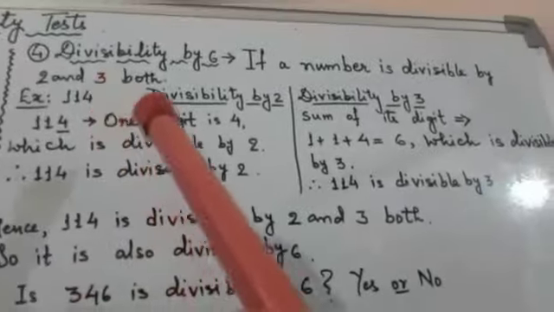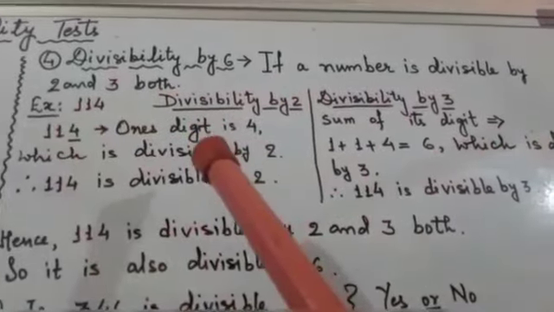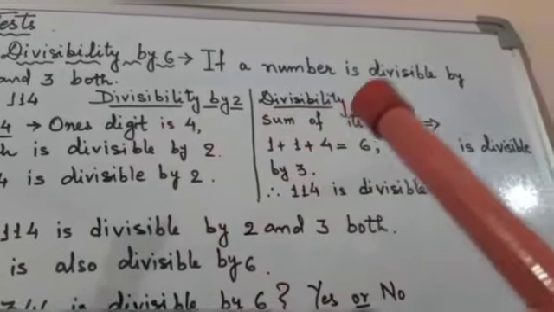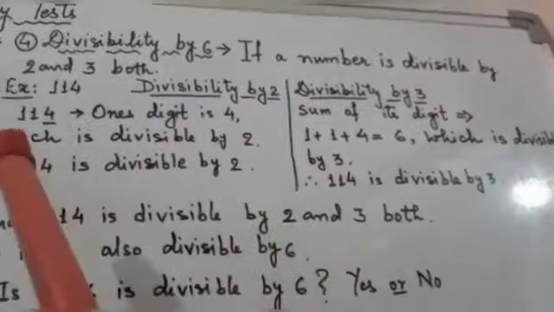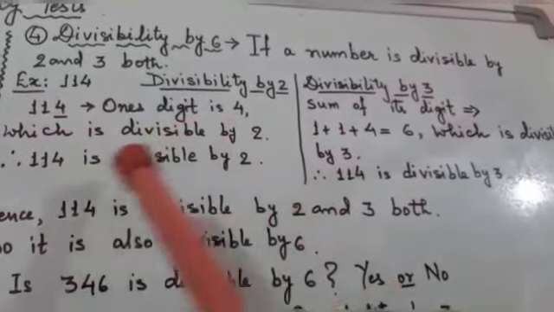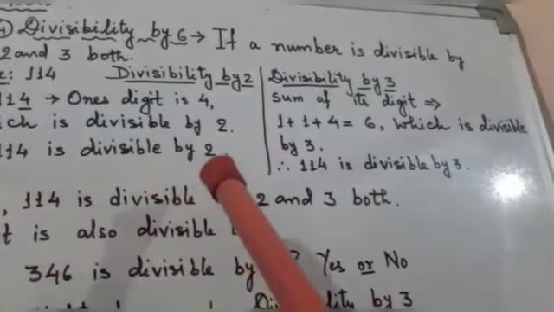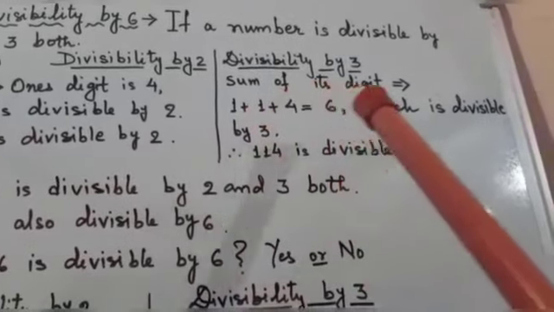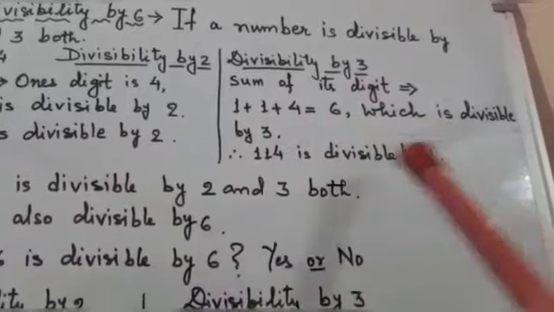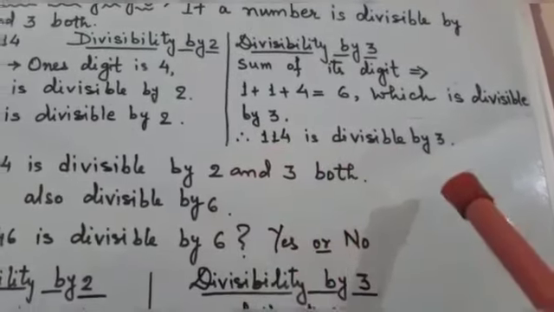Next, divisibility by 6. If a number is divisible by both 2 and 3, we have to use the divisibility tests for 2 and 3 both. Example: 114. The ones digit is 4, which is divisible by 2, so we can say that 114 is divisible by 2. Divisibility by 3: the sum of its digits, 1 plus 1 plus 4, is 6, which is divisible by 3. We can say that 114 is divisible by 3.